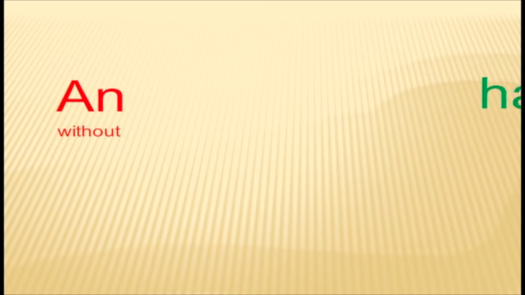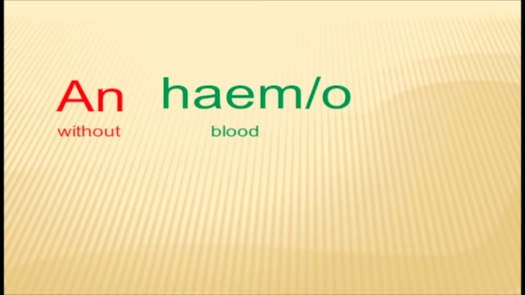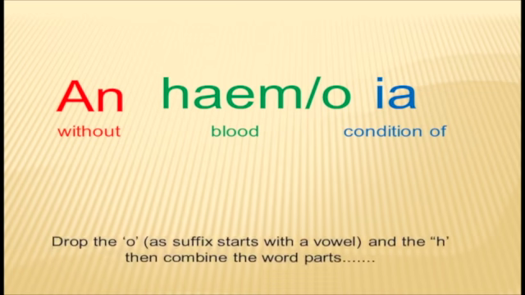Let's have a look at another one. An is a very small prefix again, meaning an absence of something, or without. Hemo, you could probably guess, means blood. And a tiny suffix, ia, meaning condition of.